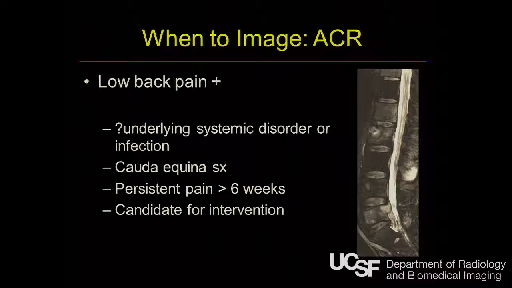So the American College of Radiology suggests that patients that have low back pain should undergo imaging if they have an underlying systemic disorder or infection. And that really is a key indicator for getting imaging in the setting of low back pain. You can see the sagittal T2 image of an MRI of the lumbar spine in a patient with renal cell metastases demonstrates multiple lesions in the vertebral bodies and posterior elements.